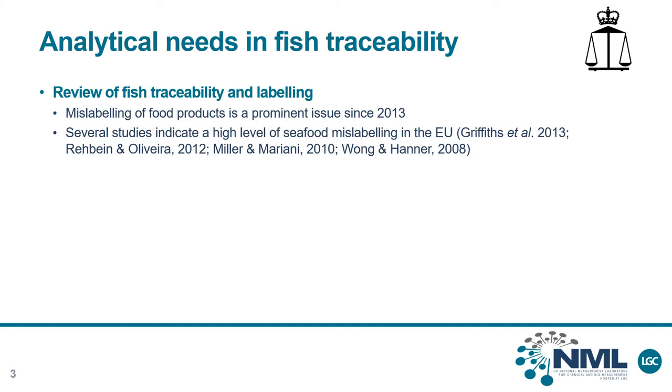Mislabelling of food products has been a priority issue since the prominent European horsemeat incident in 2013. In the wake of the incident, many sectors in the food industry were scrutinised, and seafood has been found to have a high level of mislabelling in the EU.